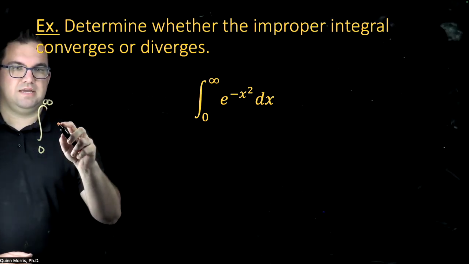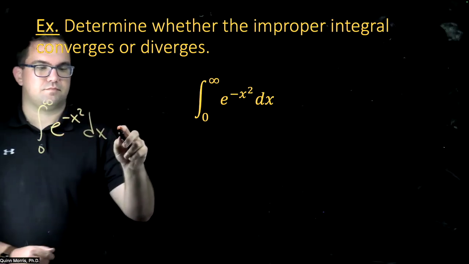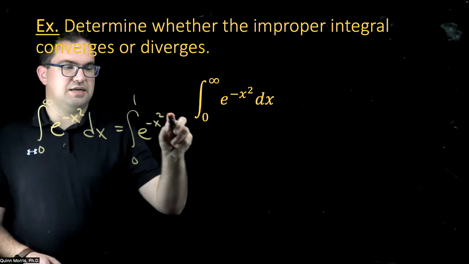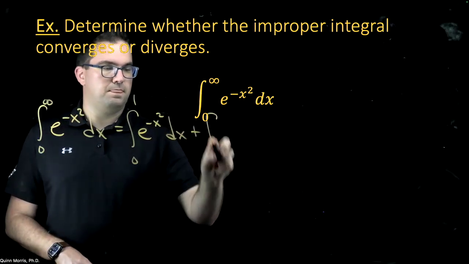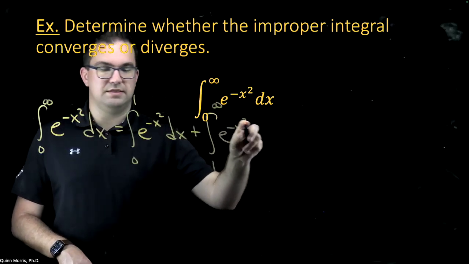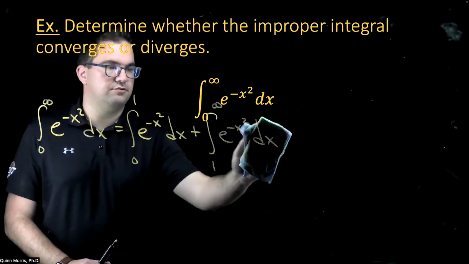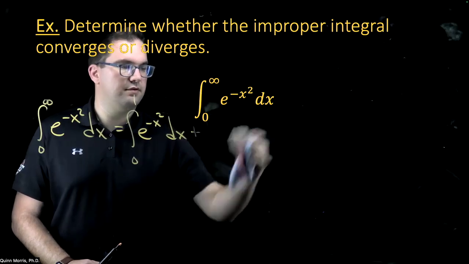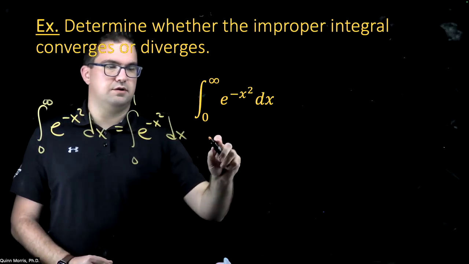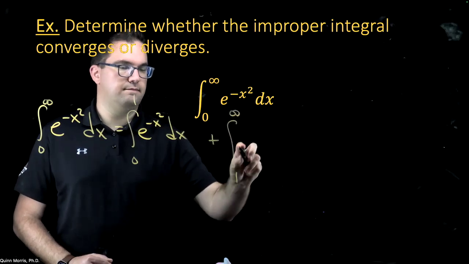So I'm going to think of this as the integral from 0 to infinity. I'm actually going to break it up into an integral from 0 to 1 of e to the minus x squared dx, plus an integral from 1 to infinity of e to the minus x squared dx. Okay. Now, sorry, I just realized those sort of ran into each other. So move that down a bit, plus the integral from 1 to infinity.